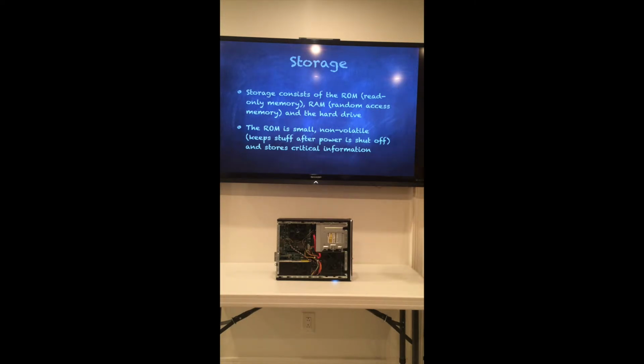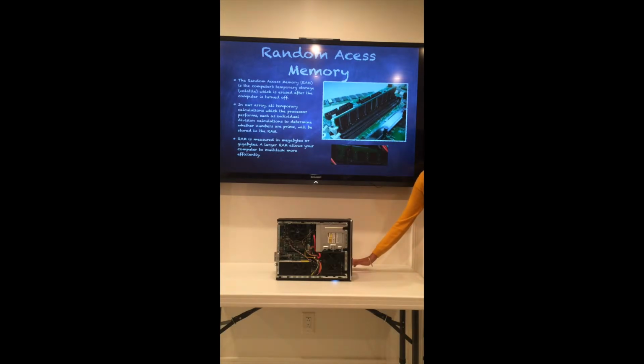Next, we come to storage. Storage is one of the most important parts of our computer. Today, we will be discussing 3 main types of storage. First, we have ROM, which is read-only memory. The read-only memory is what we use when we first power on our computer and the operating system hasn't begun to function yet. Our main topic of discussion, however, will be the random access memory. In our array, all temporary calculations that the processor performs will be stored in random access memory.